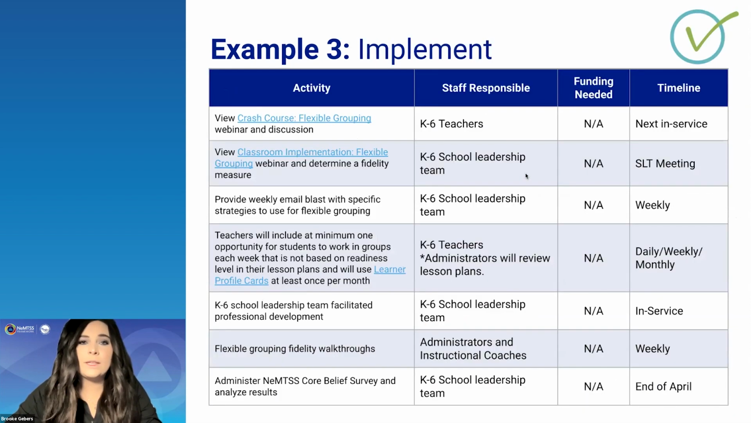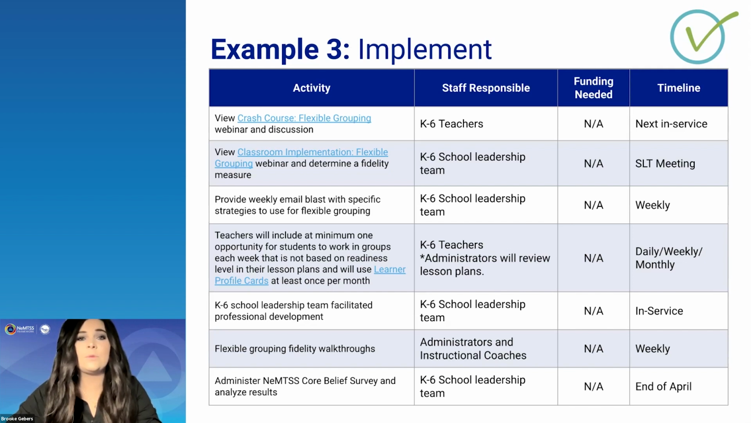So there are a number of ways that this team determined to implement their plan to achieve those priority outcomes. To start, all K-6 teachers will watch the flexible grouping crash course that is part of this webinar series and participate in the discussions that are embedded within it at their next teacher in-service. The K-6 school leadership team plans to watch the classroom implementation webinar on flexible grouping to determine an appropriate fidelity measure for their team. Once determined, the administrators and instructional coaches will conduct weekly flexible grouping fidelity walkthroughs.